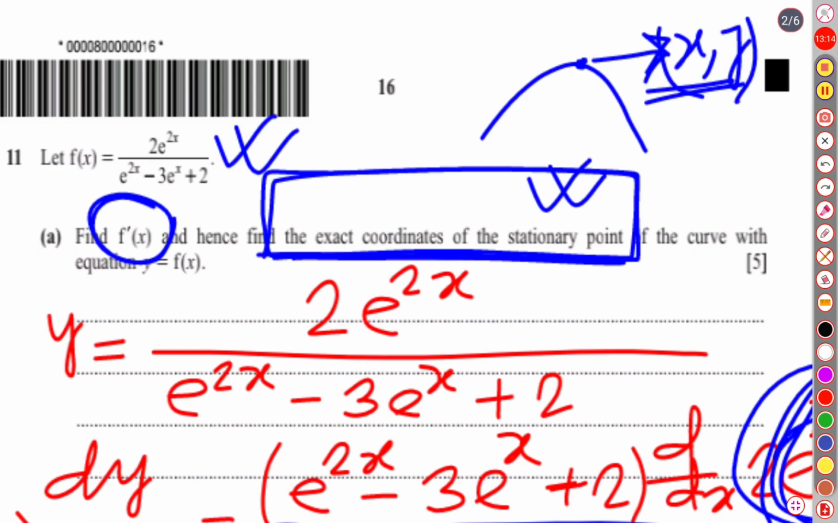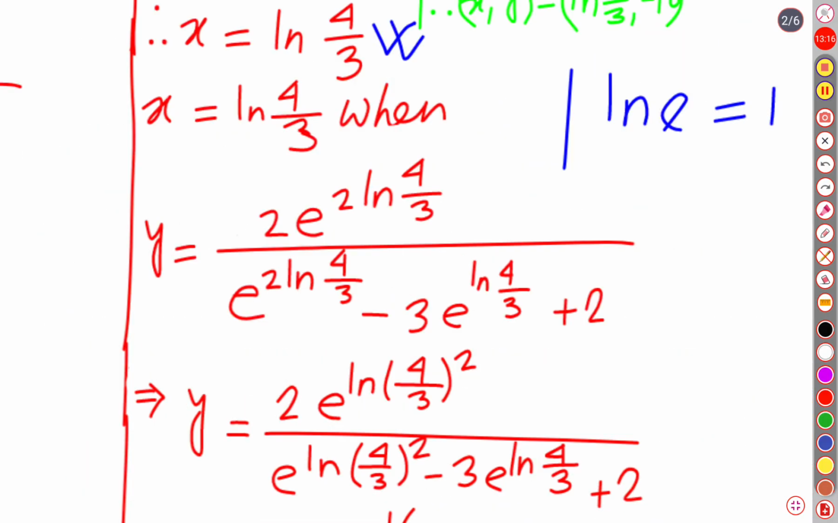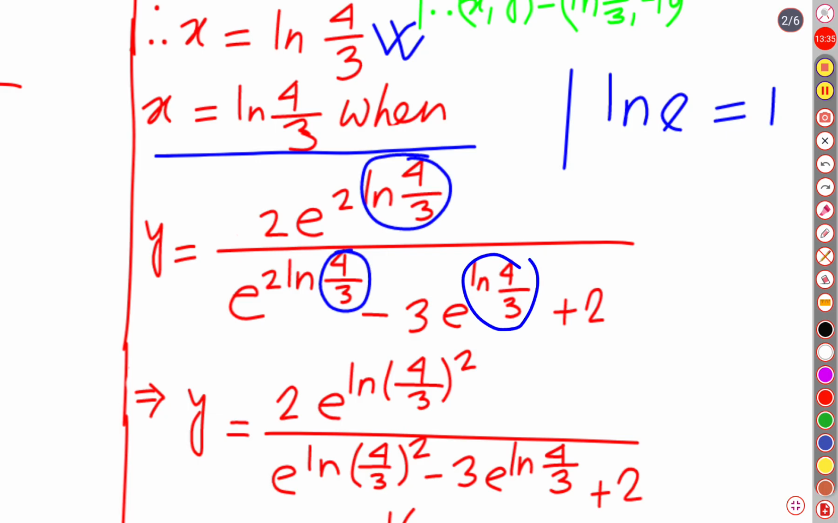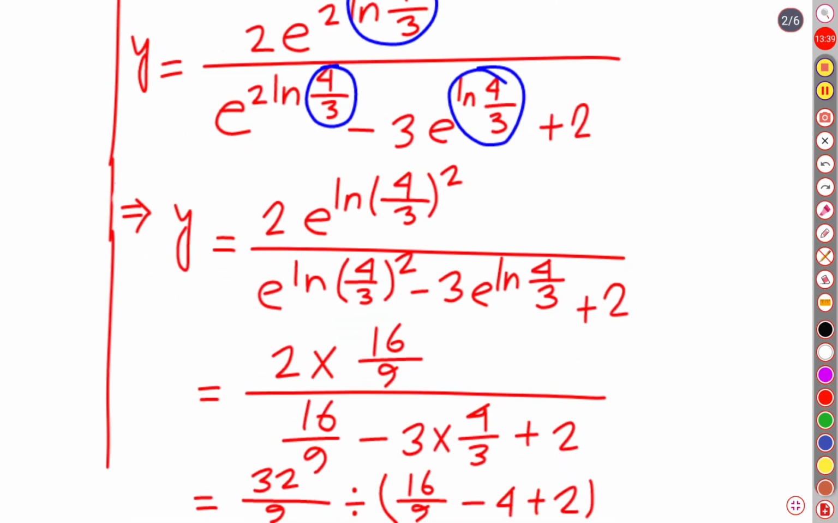So let's go to our solution. I have written here that x is equal to ln 4 over 3, when y is equal to the function. We have just copied the function, 2 e raised to 2 ln x. This was our x. We have just substituted x everywhere. Then what is it going to be? It is here 2 e raised to ln 4.